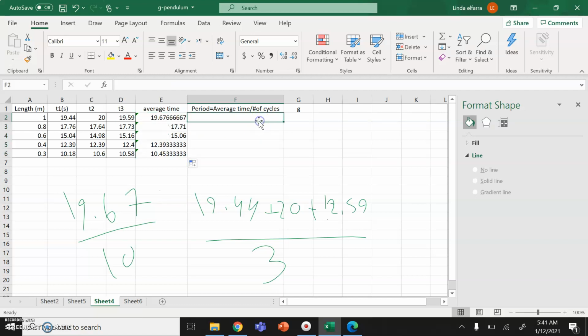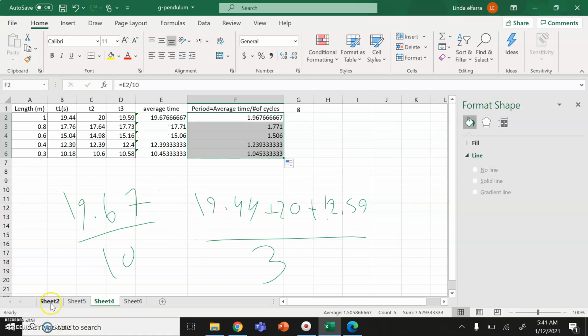I need the period. The period is this average time divided by the number of cycles. So I'll take equals this value divided by 10, since we did it for 10 oscillations. And then let Excel do the calculation for you.